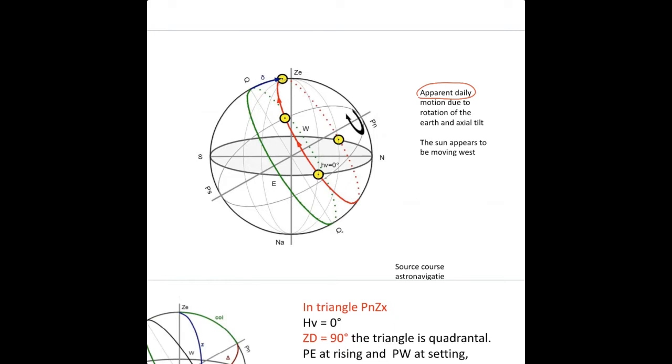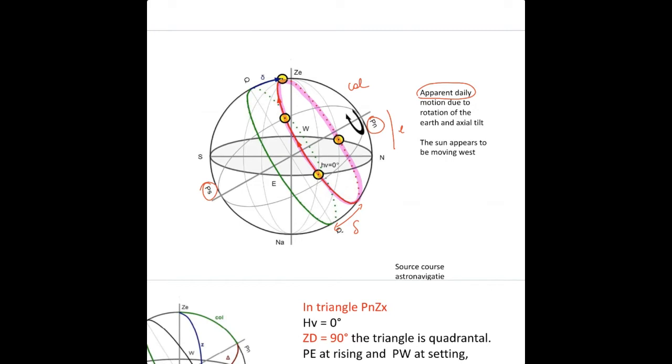Now, the apparent daily motion forms a path perpendicular to the north-south pole axis, above or beneath the celestial equator, depending on the declination. In this case our declination will be south. Here we have our latitude, this is our co-latitude. The pink path is the path that is followed by the true sun. It's the apparent path. On this apparent path we have a couple of special places.